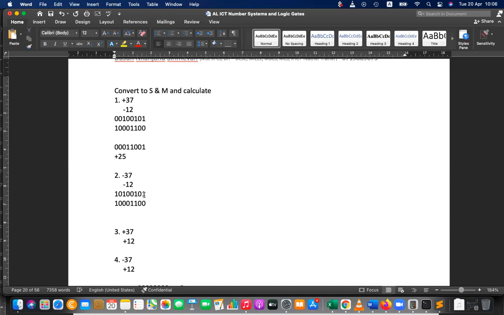Now let's add. 1 plus 0 is 1. 0 plus 0 is 0. 1 plus 1 is 2, and 2 means 0 remainder 1. That 1 plus 1 is 2, again 0 remainder 1. That one will come here and the next one will come here. So then 0 will be 0.